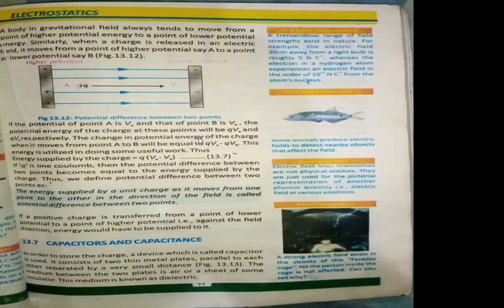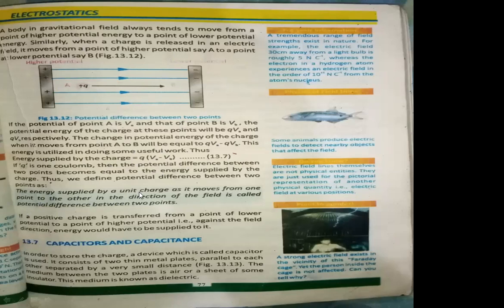Here, this is the potential at point A. QVA is the potential energy at point A, and QVB is the potential energy at point B. If you want to find out the difference, from bigger to smaller, subtract smaller from bigger, QVA minus QVB, taking Q as common. So what is left? Energy supplied by the charge is Q times VA minus VB. So this is the definition of the potential difference between 2 points.